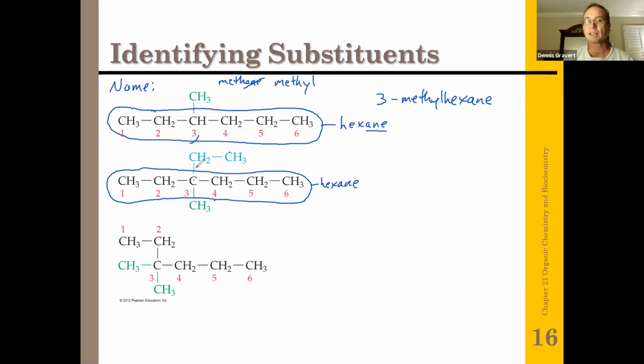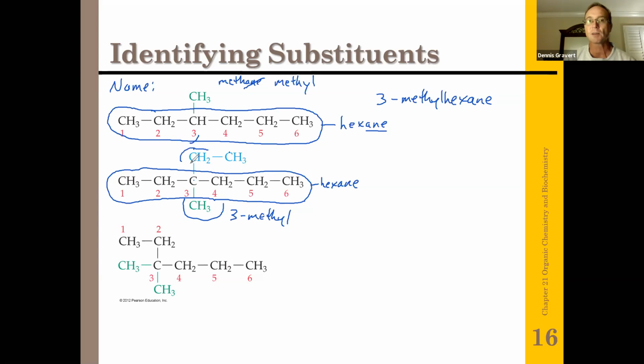Number it from this end to get to the branches as fast as you can. Not from this end, 1, 2, 3, 4. Nope. From the left side again, 1, 2, 3. This we know from up above is a methyl group coming off of carbon 3.